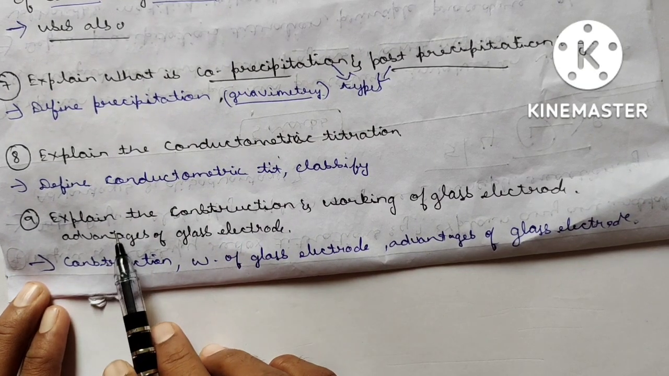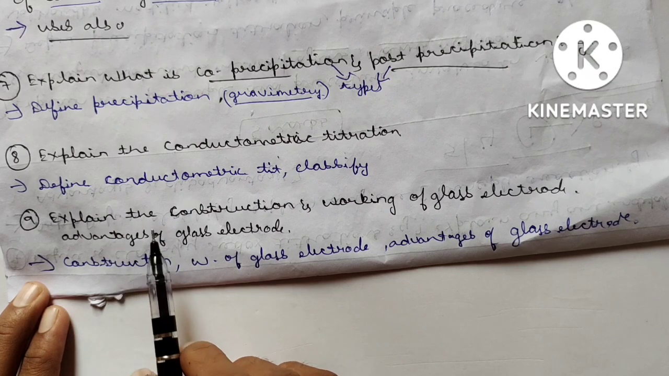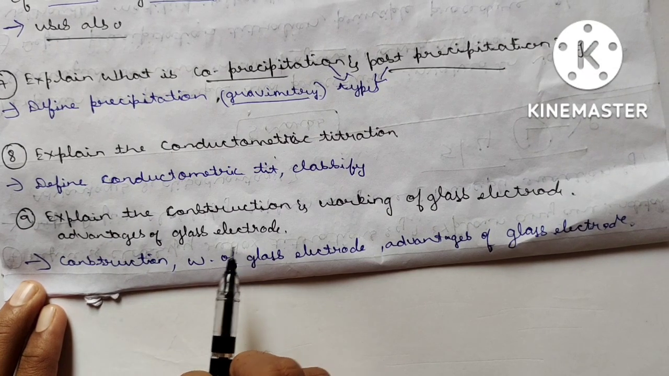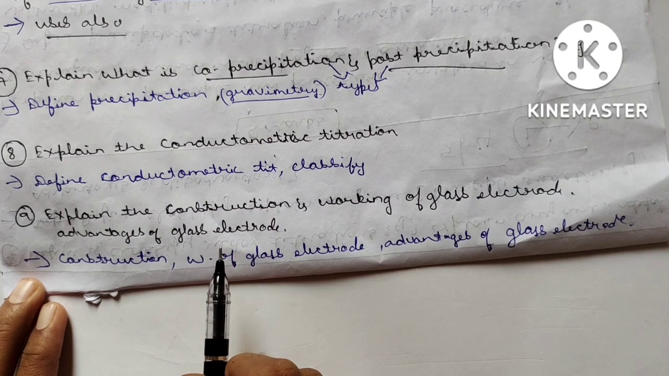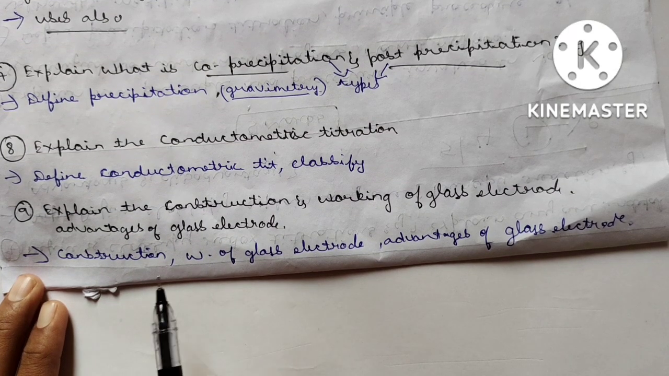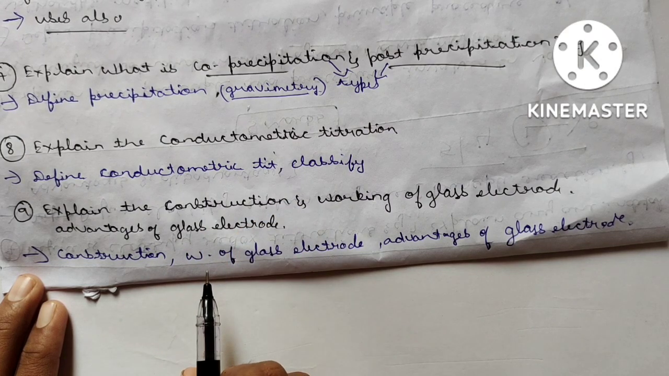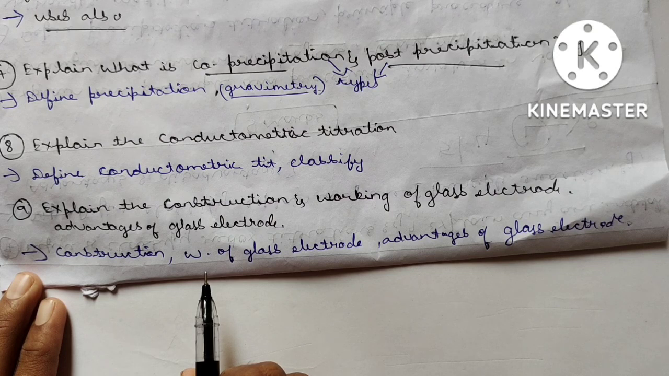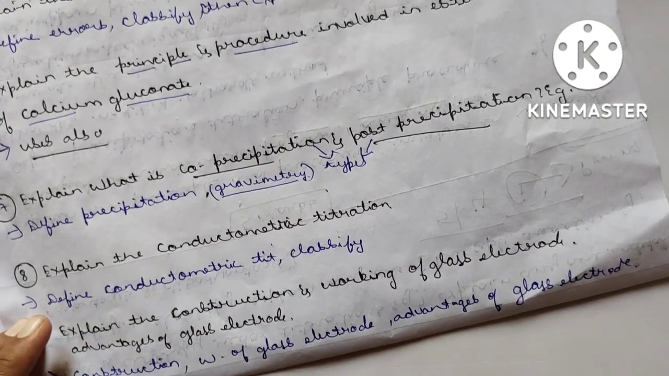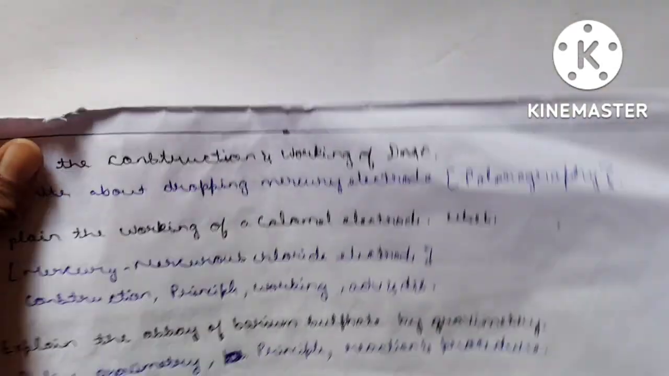Next one is explain the construction and working of glass electrode, advantages and disadvantages of the glass electrode. Very important one. Here you have to write directly, you go for the construction. Construction means that only diagram. After that you write the principle, not working, sorry. After writing the principle, you go for working, then advantages. If possible, you write the disadvantages.